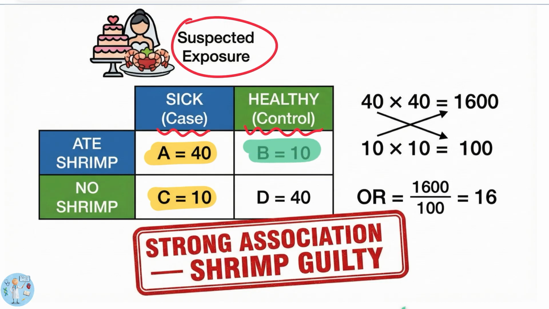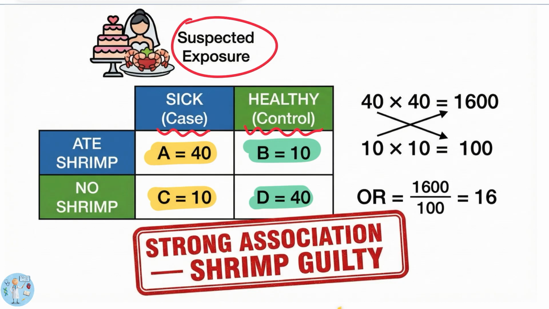And of the 50 people who felt fine, only 10 of them ate the shrimp, and 40 of them successfully avoided it. Let's map those numbers onto our A, B, C, D quadrants then. A, that's sick and exposed, so people who ate the shrimp and got sick. That's 40. B is healthy and exposed.